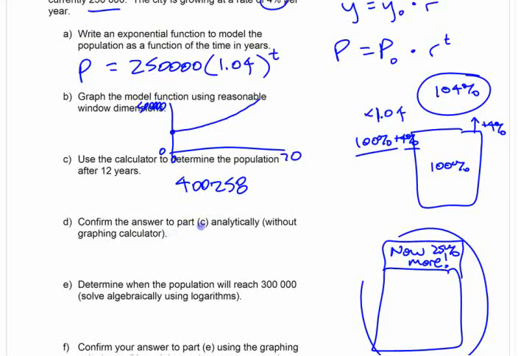If you want to confirm this analytically, as in algebraically, without using the calculator, how could you get it directly from this? What can you do? What do you think? 1.04 to the power of 4 times. Yeah, absolutely. You put the number in, right? Substitute it in. And it should give you the same thing.